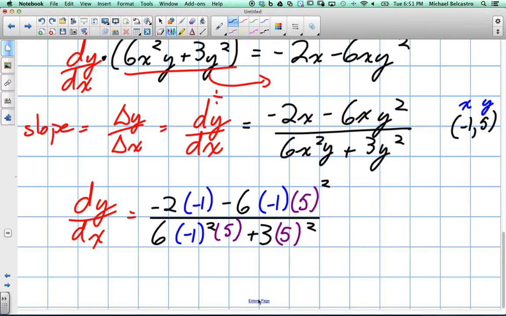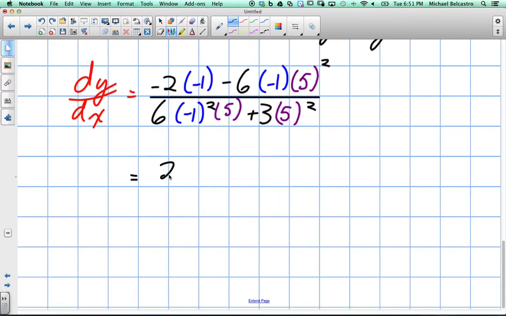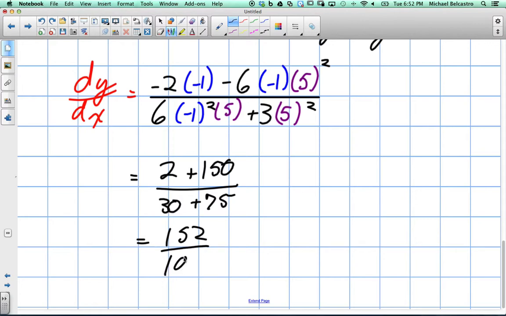Okay, let's see if I can do this as best as we can. Negative 2 times negative 1 is going to be 2. 5 squared is 25, times negative 1 is negative 25, times 6 is positive 150, I think. If you have a calculator, just double check that. Good. Okay, this is going to be 5 times 6. This is where I talked about the associative property, it doesn't matter what order. 30. Negative 1 squared is positive 1, so that's just going to be 30. And this is going to be 25 times 3 is 75. So we're going to get 152 over 105.